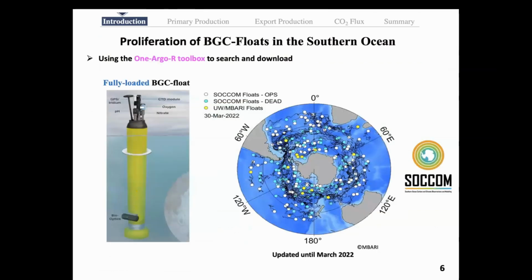In my study, the first step is to use the Argo toolbox to search for the floats we want. The criteria I applied in this toolbox are floats operating south of 30 degrees south, and these floats must simultaneously carry 6 parameters with delayed mode quality control data. In total, I obtained about 63 floats for further analysis.